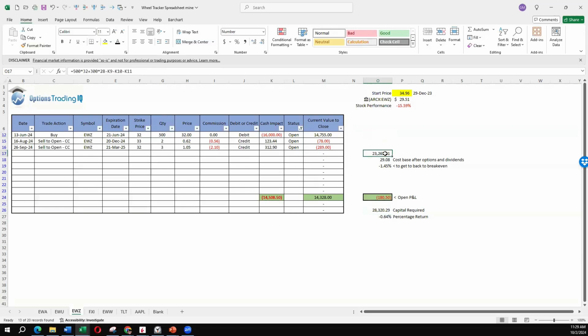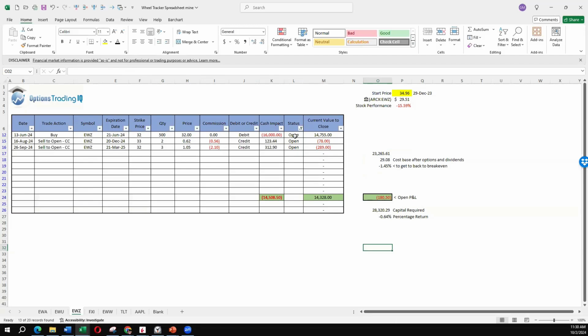All right, now this calculation here is just showing how much it would cost if I did get assigned on another 300 shares at 28. It's just a little calc I do. Honestly, I wouldn't worry too much about this. That's just a what-if scenario that I'm calculating. So hopefully that helps you.